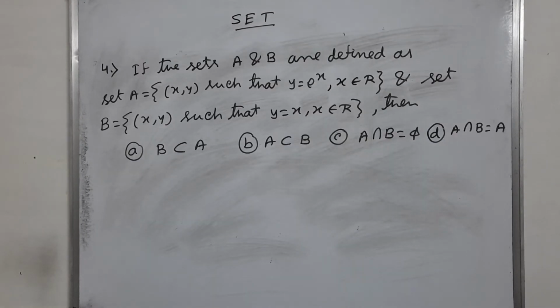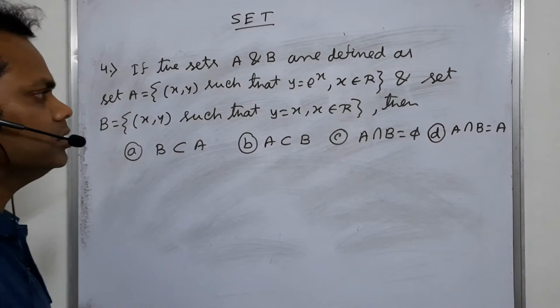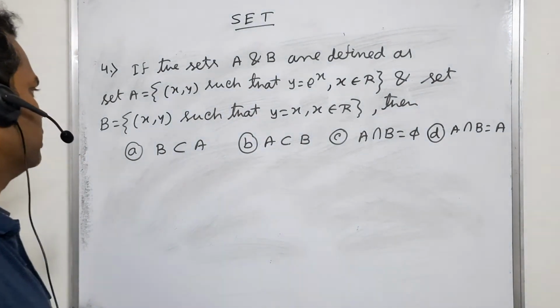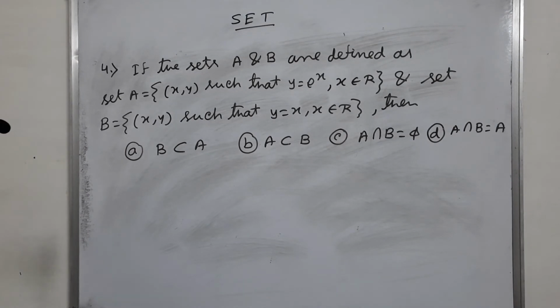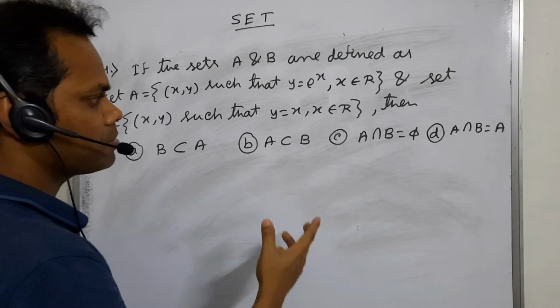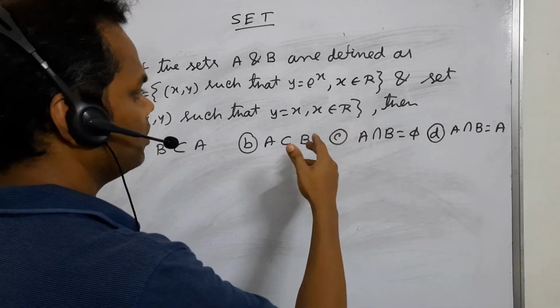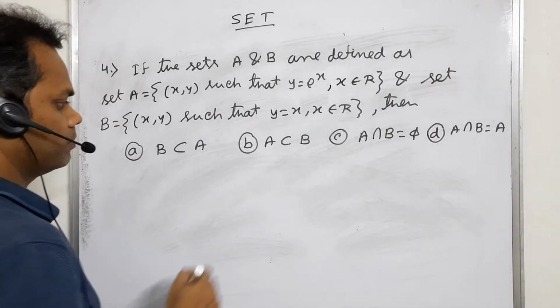Next sum is: if the sets A and B are defined as set A equals {(x,y) such that y equals e to the power x, x belongs to R}, and set B equals {(x,y) such that y equals x, x belongs to R}, then B is a subset of A, B is a proper subset of A, A intersection B equals null, or A intersection B equals A.